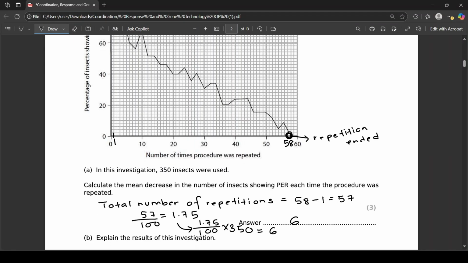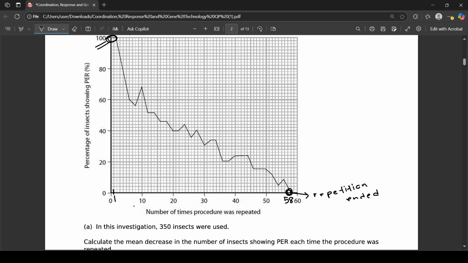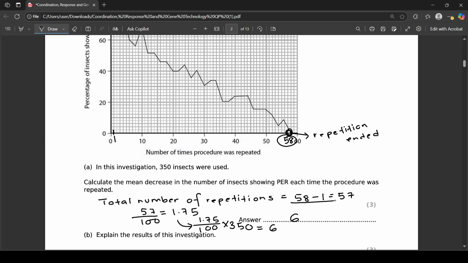Now we have to count how many times this procedure was repeated. So we took the base value first of all, that is 1. So there is one time, and then all the way to 58. The procedure ran 58 times, and then we just subtracted 1 from 58 and got 57. So our repetition took place 57 times. And then we worked out over here how much percentage dropped per repetition.